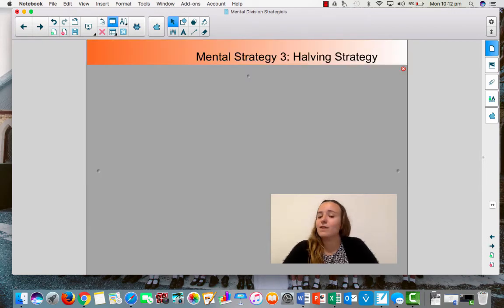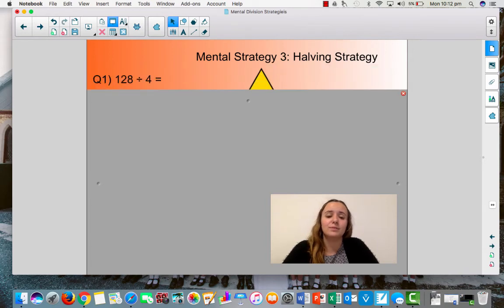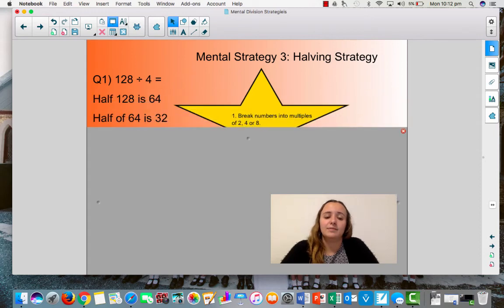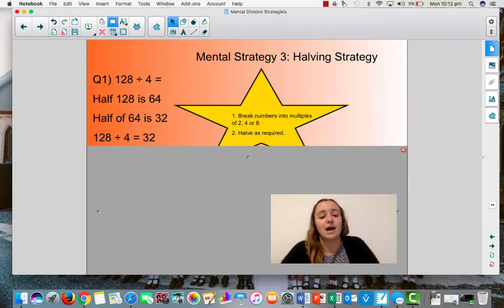Alright, on to our very last strategy. We're nearly there. This is called the halving strategy and it's the opposite of doubling. It really helps if you have a question that is a multiple of 2, 4 or 8. So let's have a look. We've got this number, 128 divided by 4. Now we've already got 4, which is a multiple of 4, so we don't need to change anything there. Okay. All you need to do is halve until you have halved up to the 4 times.